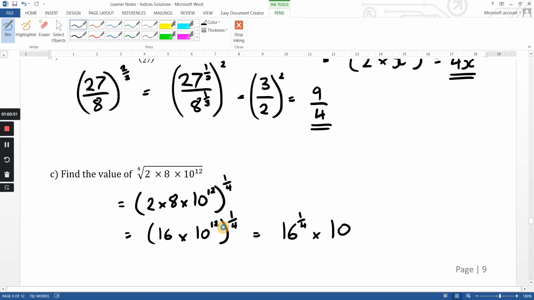And also here, if you multiply 12 with a quarter, or another way of looking at it is, what's a quarter of 12? That's going to be 3, isn't it? So you're going to have power 3 there. Now we can do 4th root of 16, which is 2, times 10 to the power 3, which is 1,000. 2 times 1,000 is 2,000. There's my answer. That's a really good one. I like that one. So just do it in stages, and you will get your answer eventually.